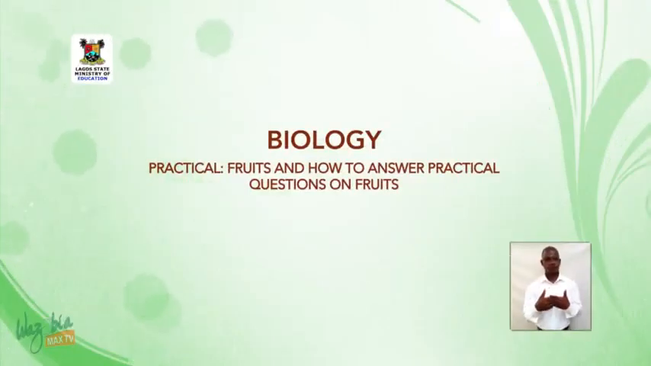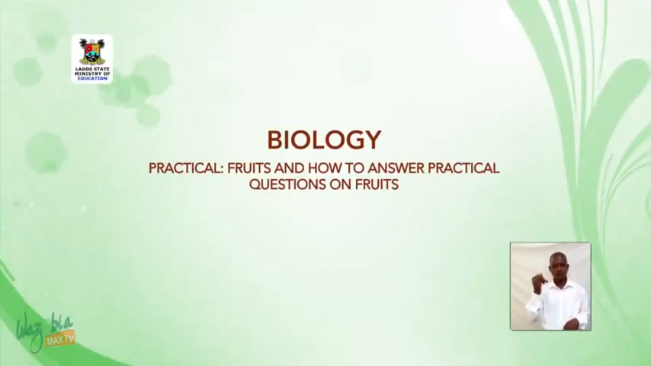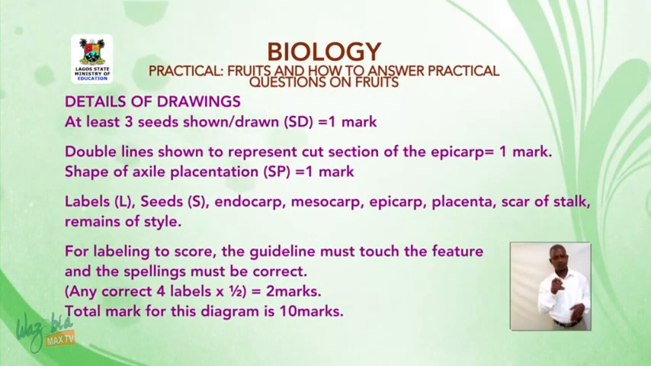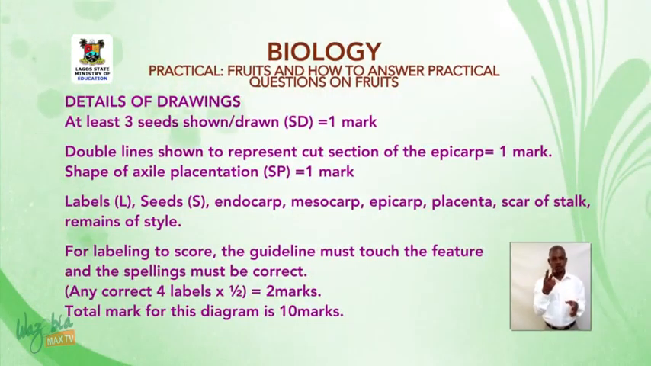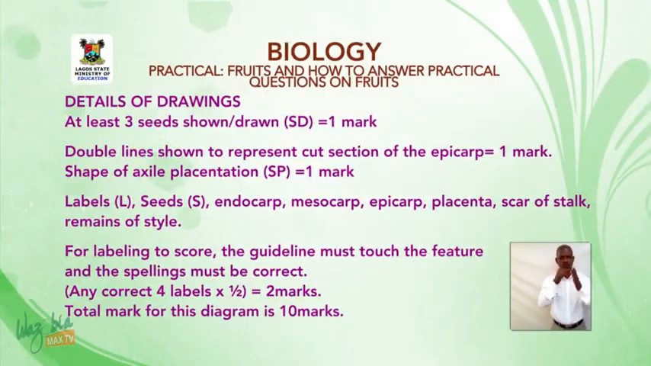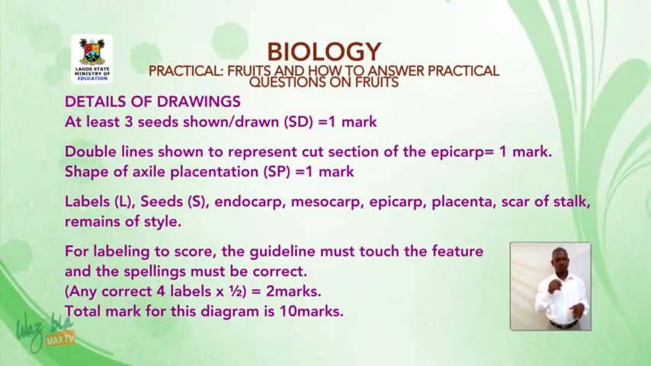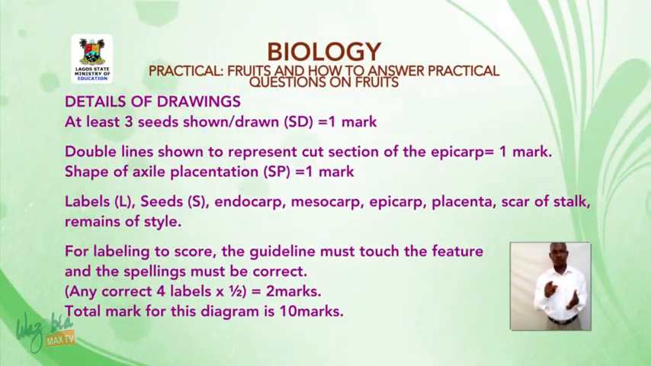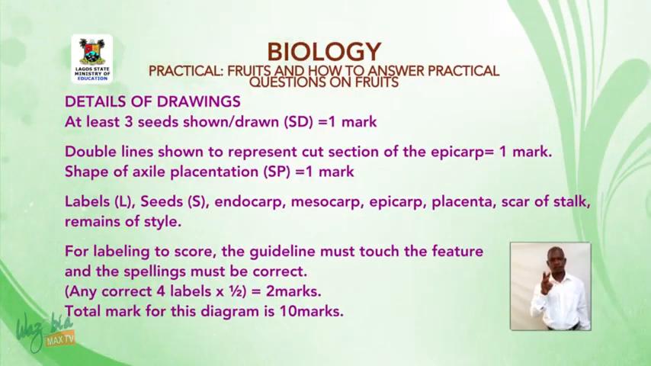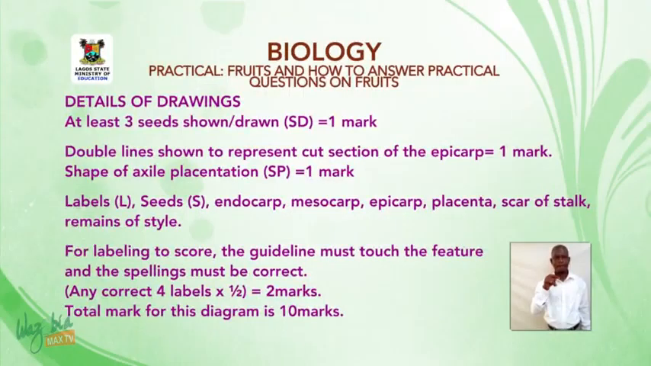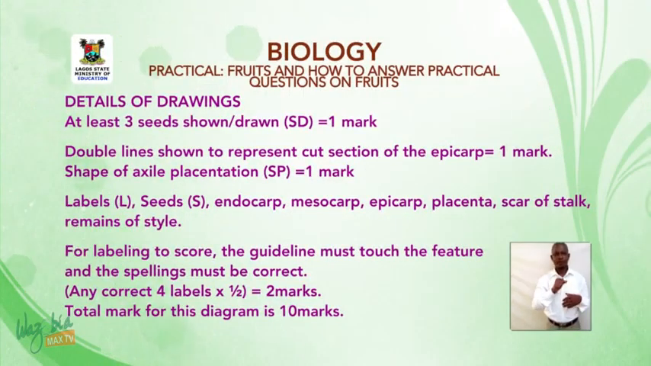Welcome back. Still on biological drawing. Details of drawing. At least 3 seeds should be shown or drawn. For that, 1 mark. Double lines shown to represent cut section of the epicarp. 1 mark. Shape of axile placentation. 1 mark. Labels: seed or seeds, endocarp, mesocarp, epicarp, placenta, scar of stalk, remains of style.